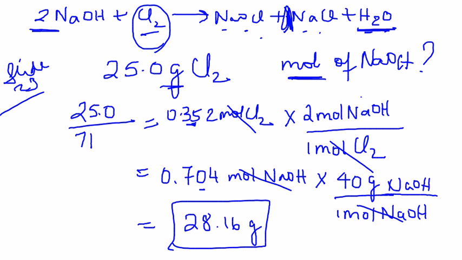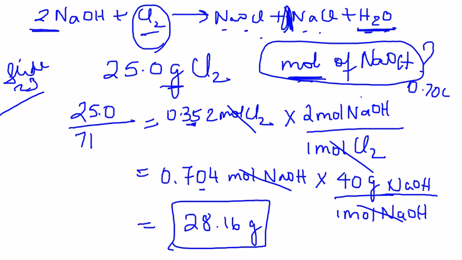So going back to the questions, the answer to the first part, where we were asking for the moles of NaOH, would have been just 0.704 moles. And the answer to the second part, where it asks for the grams of NaOH, will be 28.16.